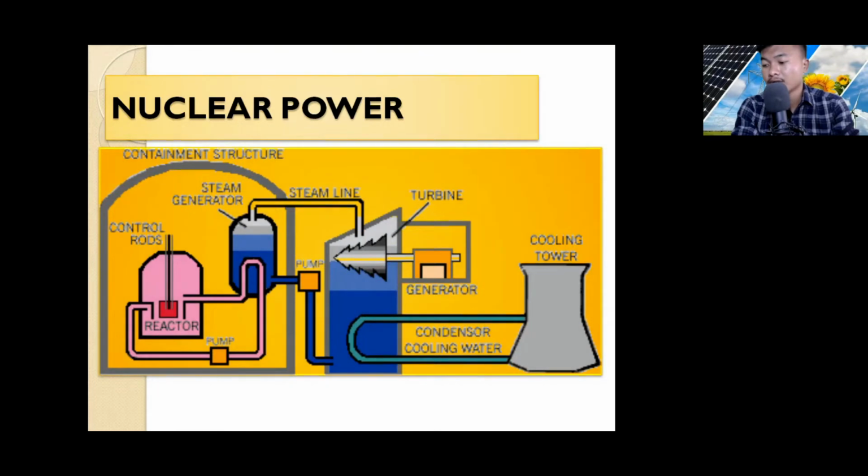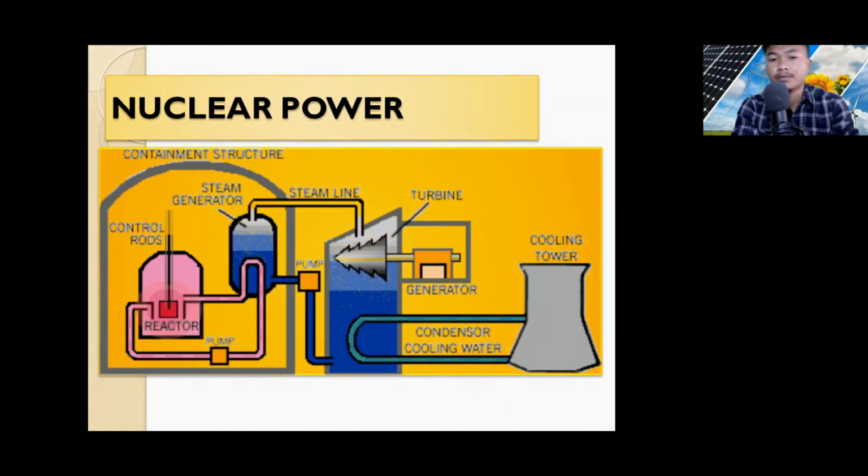And in India, uranium, the main element, is mined in Jharkhand, and the nuclear power plants are located in Tarapur in Maharashtra, Kalpakkam in Tamil Nadu, Rawatbhata in Rajasthan, Narora in Uttar Pradesh, Kakrapar in Gujarat, and Kaiga in Karnataka.